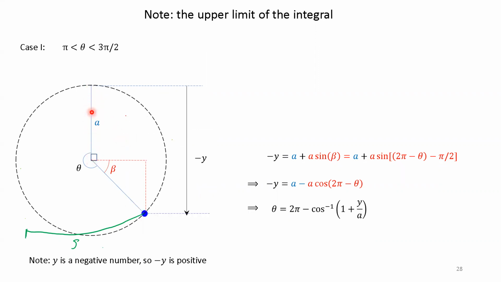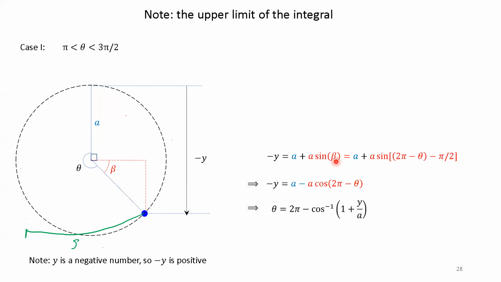this part plus this part over here. So this part, A, is just the radius of your wheel. I put it here. And then I introduce another angle, which is beta. So that's why this part over here is A sine beta.